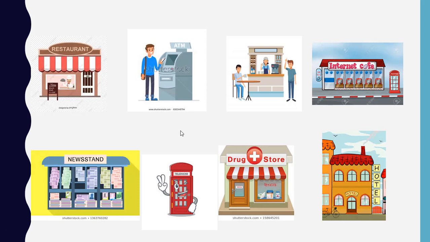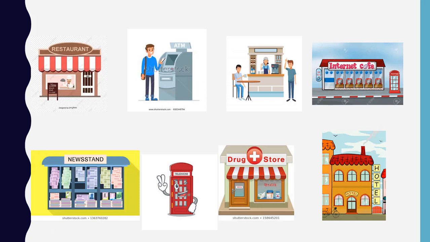Okay, we have different places that we can find in a city, in a town, in our neighborhoods, near our houses. So I will tell you some definitions and let's identify the place. In this place you can find medicine. What is it? It's the drugstore. Yes. In this place you can buy coffee. What is that? The cafe.